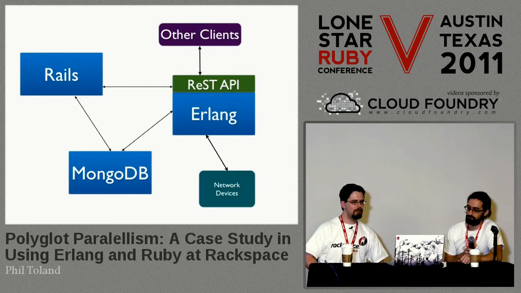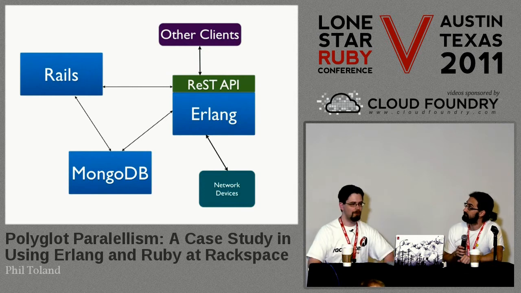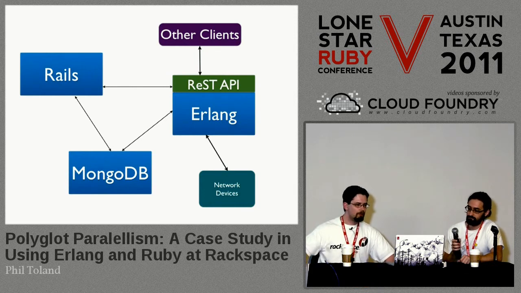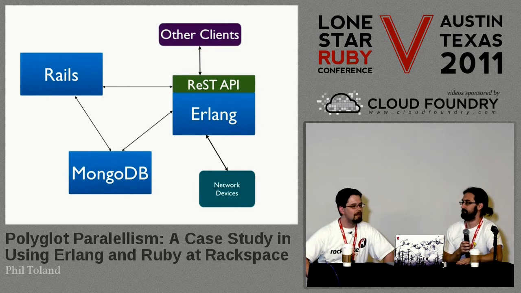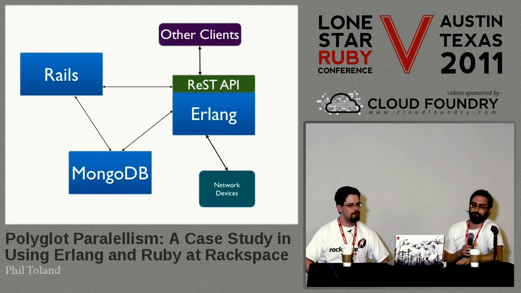So this is what our application architecture looks like from a very high level. We have our Rails application here. There's our Erlang app. We have a RESTful API that sits on top of that. MongoDB there in the background, our little network devices down here. And we actually have some other clients within the company that talk to our REST API.